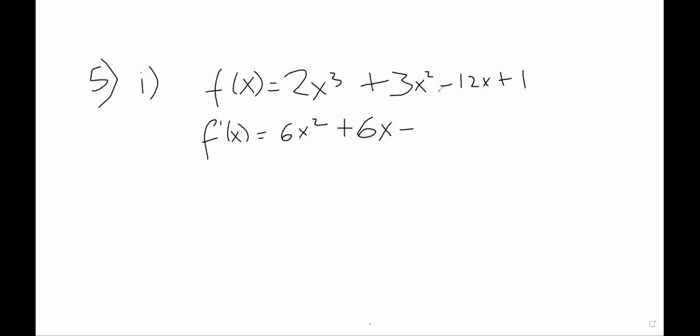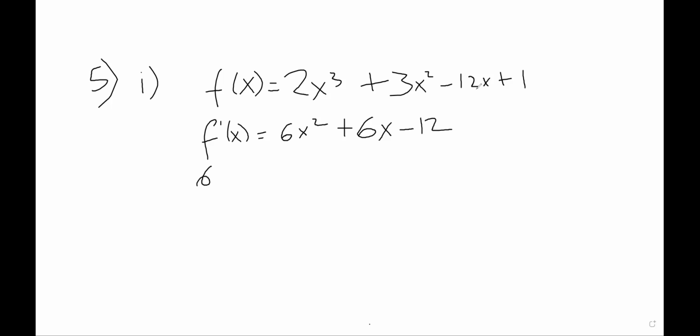Minus, what's the third one? 12x, right? The differential of that is just going to give us back 12. And the differential of a whole number is going to be equal to 0. So we have the differential. Now we need to find the x values, which are our stationary points. To find our x values, we need to equate the function to 0 and then solve for x.